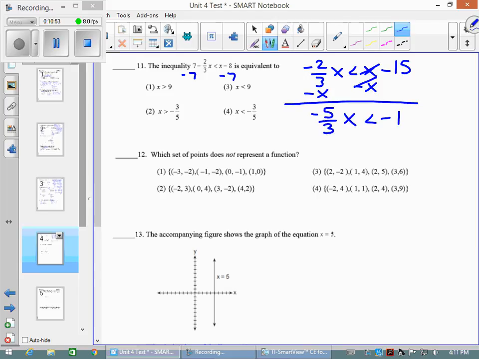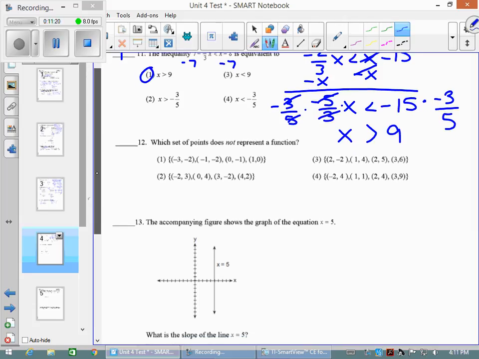Now the only thing connected to x is this negative 5/3, so I'm going to multiply by negative 3/5, its reciprocal, to get x alone. I am multiplying by a negative to solve this inequality, so my symbol has to switch directions. I'm also going to multiply negative 15 by negative 3/5. Negative 15 times negative 3/5 is going to give me a positive 9. So x is greater than 9, choice 1.